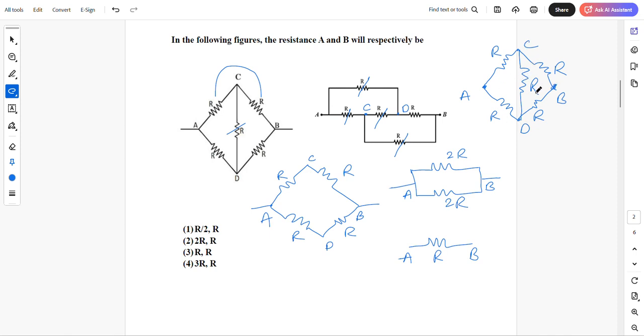Balanced Wheatstone bridge. The value of the resistance between A and B will be how much? R only. So this is also, the value of the resistance between A and B is R only. For the second circuit, and for the first circuit it is R. R comma R is the right answer.